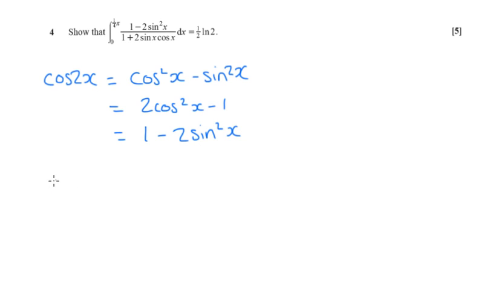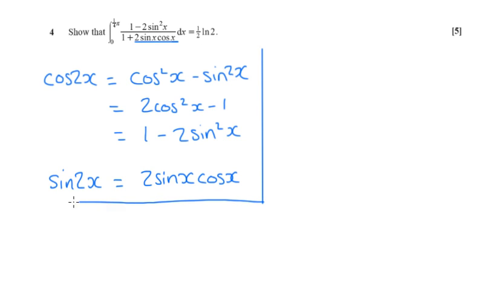The double angle formula for sine 2x, there's only one of them, is 2 sine x cos x. And that's what we've got here, this little section. So the whole denominator we can change to 1 plus sine 2x. And that's exactly what I'm going to do.